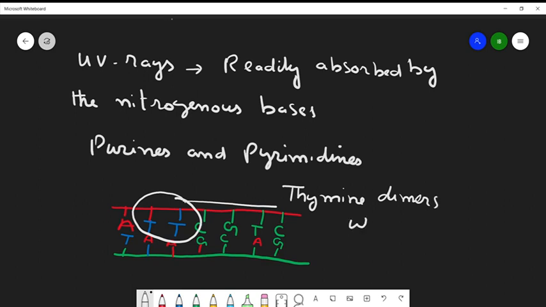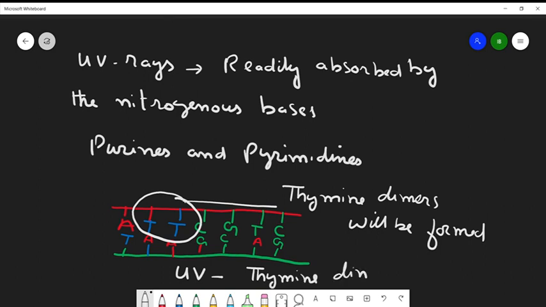Dimers will be formed, and these dimers won't be able to show the normal replication. So as a result of which DNA will get damaged, right? So this is the effect of the ultraviolet radiations on the formation of thymine dimer. So we can simply write down that ultraviolet radiations lead to the formation of thymine dimers. So wherever there are thymine dimers, that portion won't be transcribed or even be replicated properly.